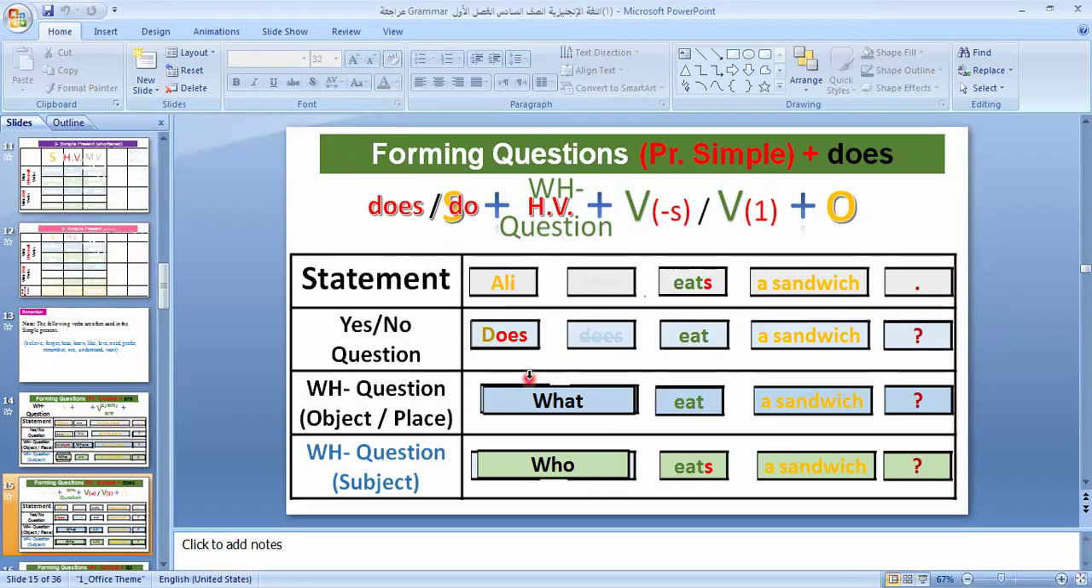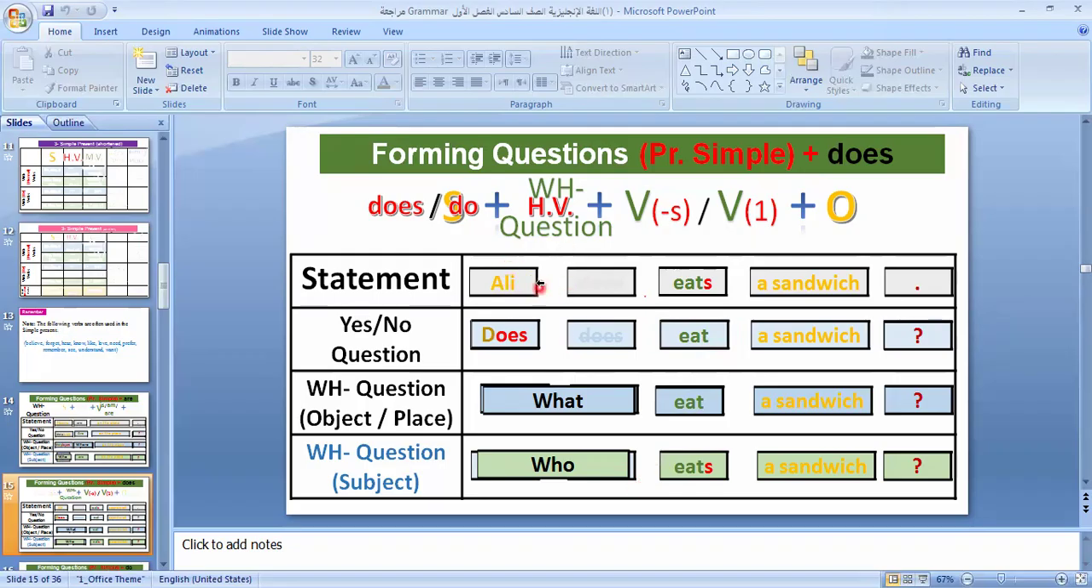We use do and does. Ali eats a sandwich. So here it is in the simple form. What can I ask with yes and no? I ask by does. Does Ali? I replace the verb instead of the subject. It will be: does Ali eat a sandwich? And I return the verb to the stem form, or the infinitive form.